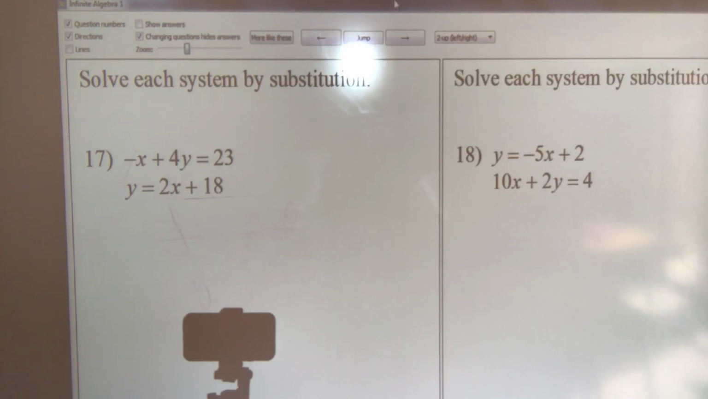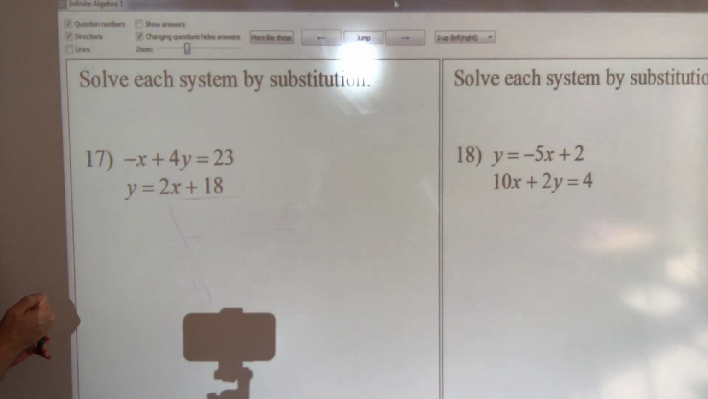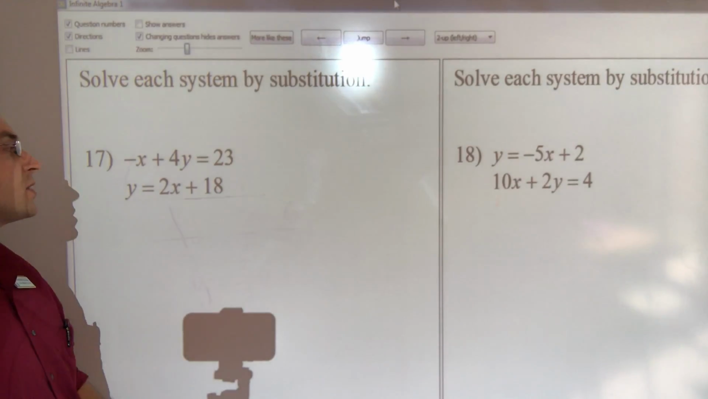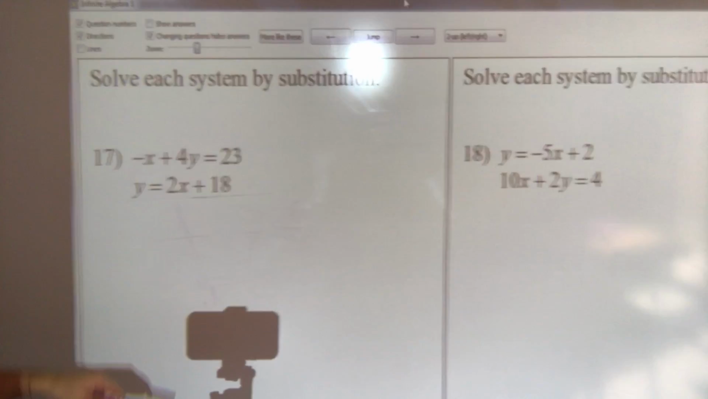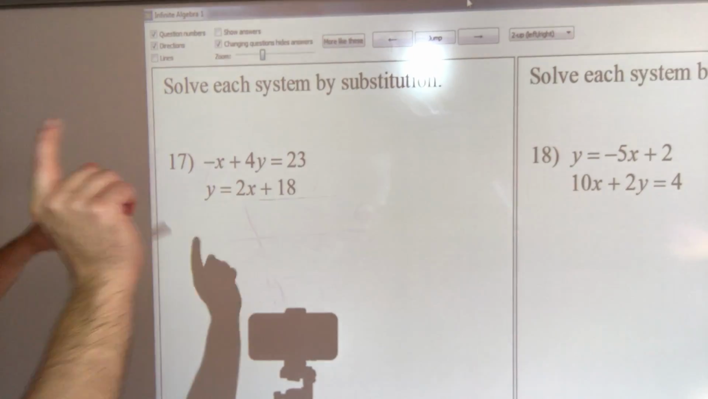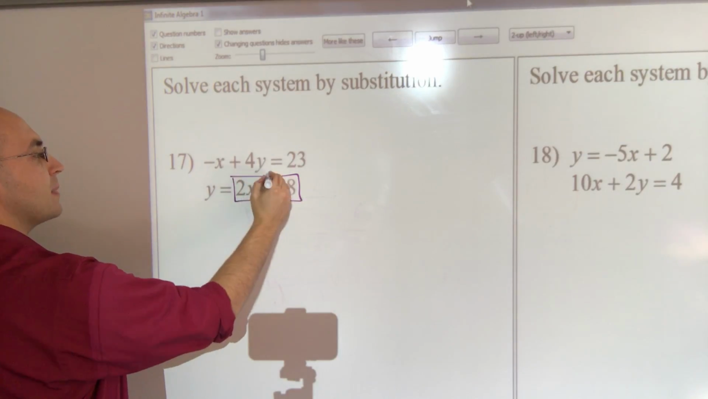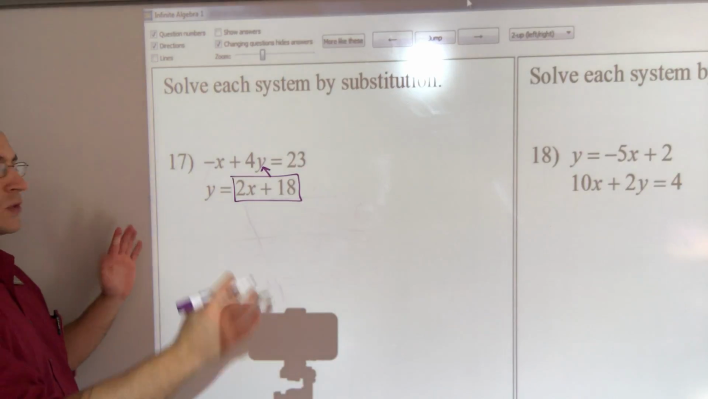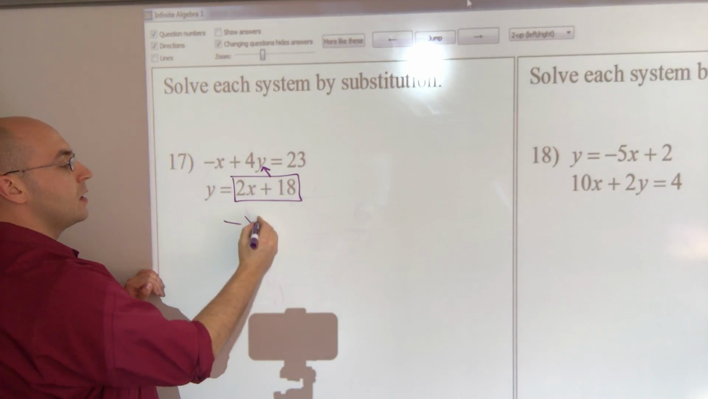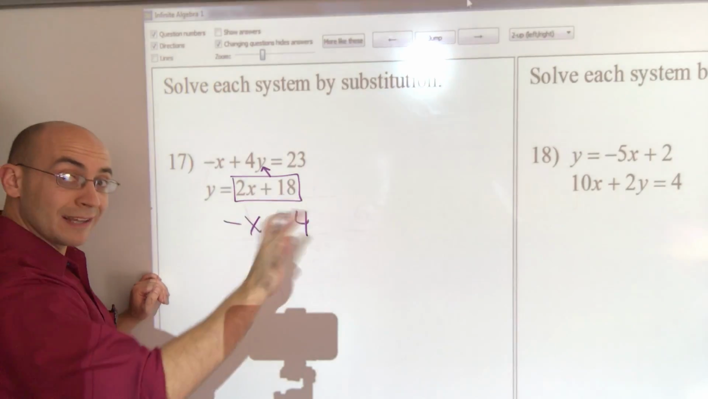Now, the best way for substitution, or the easiest way to work with substitution, is if you have at least one of the equations solved for y. So I'll go ahead and start this one for you. This one says y equals 2x plus 18. Well, y equals 2x plus 18. So I'm going to simply take this box and plug it in right there for that y. Now I'm going to have one big equation where I'm just going to have to solve for one variable. So negative x plus 4, but I'm not writing y because y is gone.